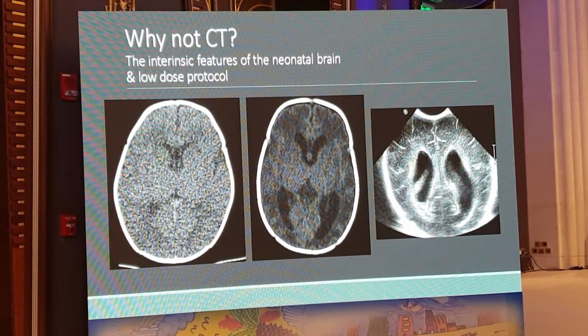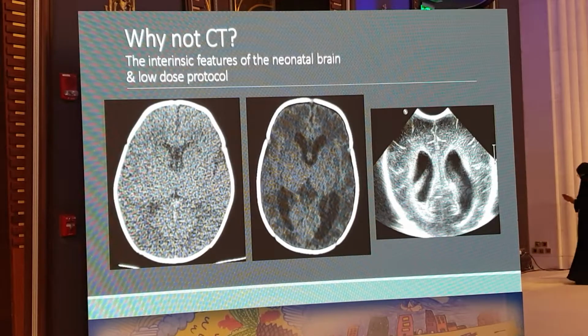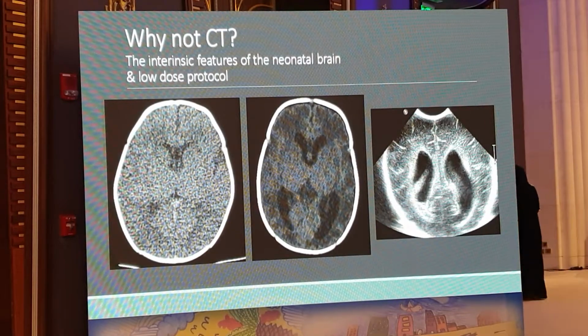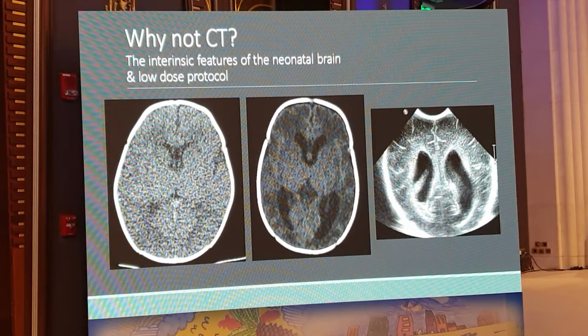The second problem with the CT scan is the intrinsic features of the neonatal brain. The neonatal brain has a large amount of fluid. So in CT images, we can hardly identify the cortex and white matter, especially if we are using a low-dose protocol to protect the brain from the ionizing radiation. Here this patient had an ultrasound that shows hydrocephalus, and the CT shows hydrocephalus and did not show the other findings.